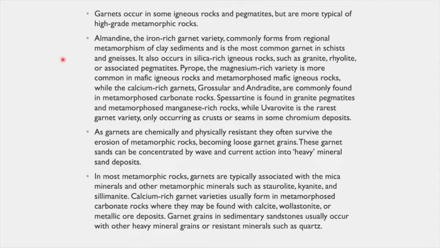Garnets are actually a kind of index mineral, in a way, as the different garnet formation and composition reflect the temperature and pressure conditions their host rock endured. That's why garnets tend to record the geologic history of their host rock, because garnets occur in some igneous rocks and pegmatites but are more typical of high-grade metamorphic rocks.